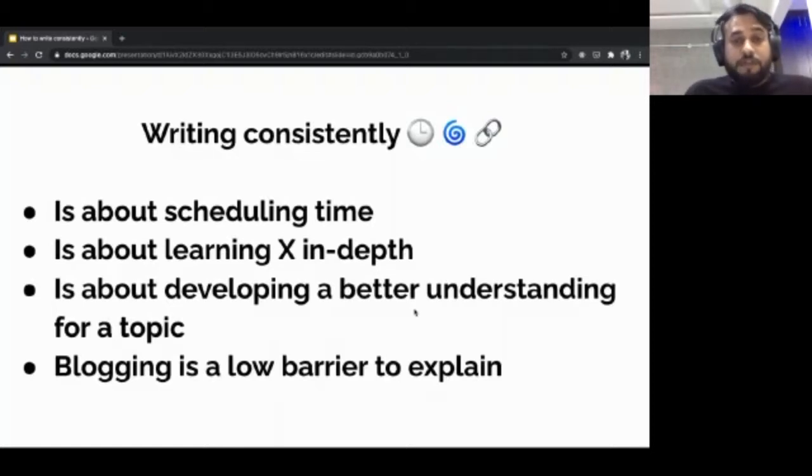So these are some of the things that can help you get started to build and maintain a routine. These are some motivations, like learning a new topic and developing an understanding for it, that could be helpful for you in the long term as a developer.